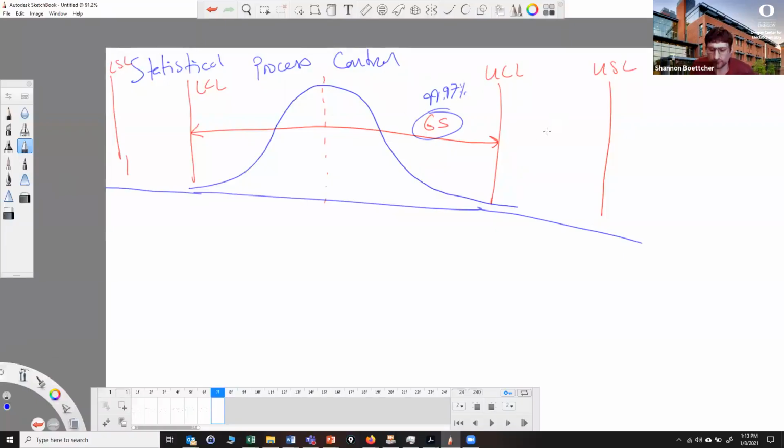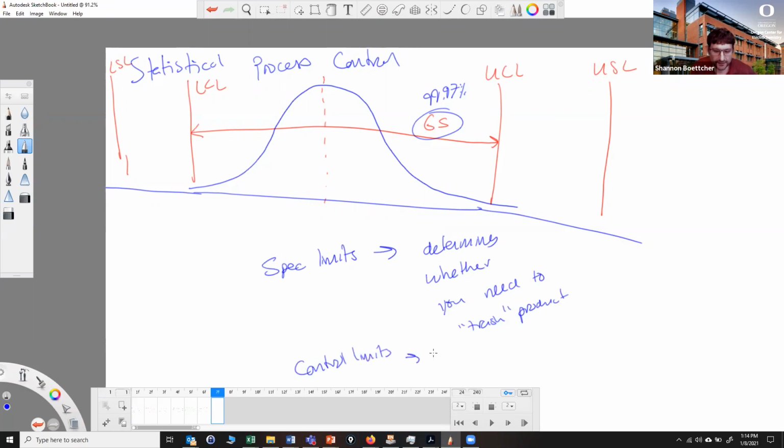So is it possible, if I make 1 million batteries, that some will be outside of the control limits? Yeah, of course, but there should be few. So let's check. Spec limits determine whether you need to trash product. That's a loss of money. Control limits are based on statistics, and they typically include all the data you expect to measure.